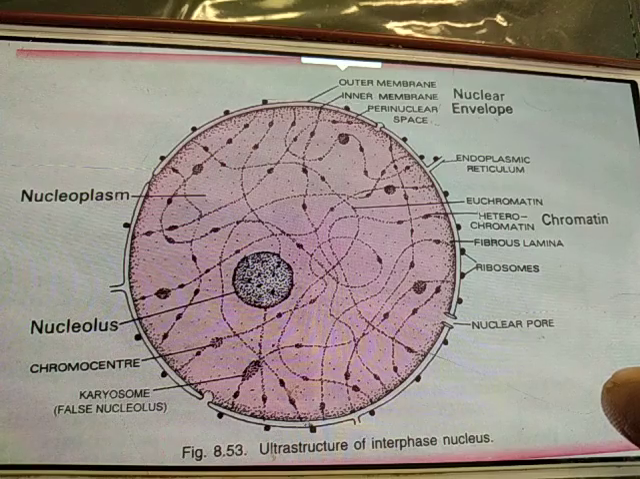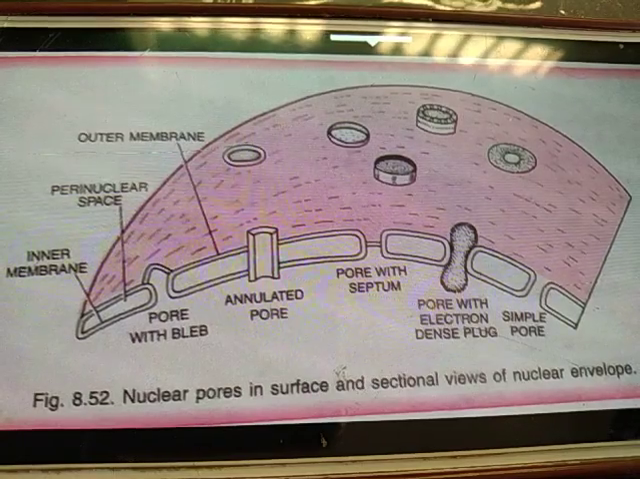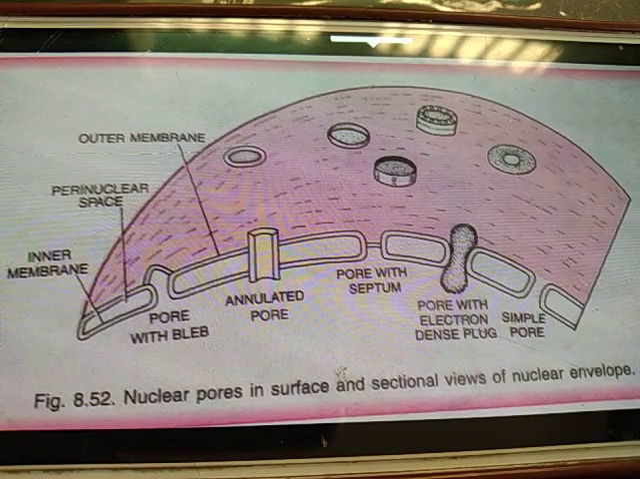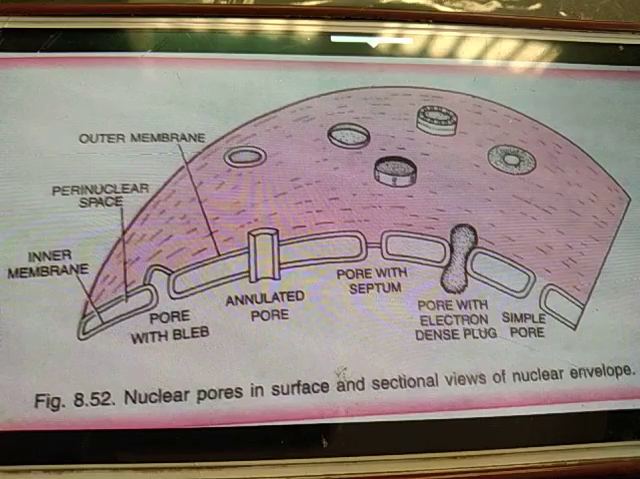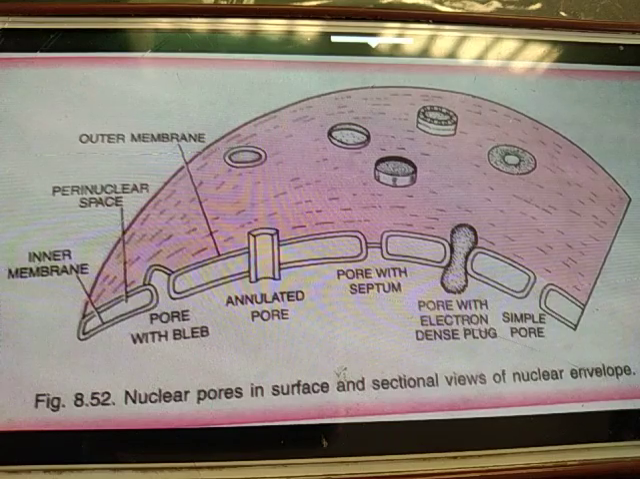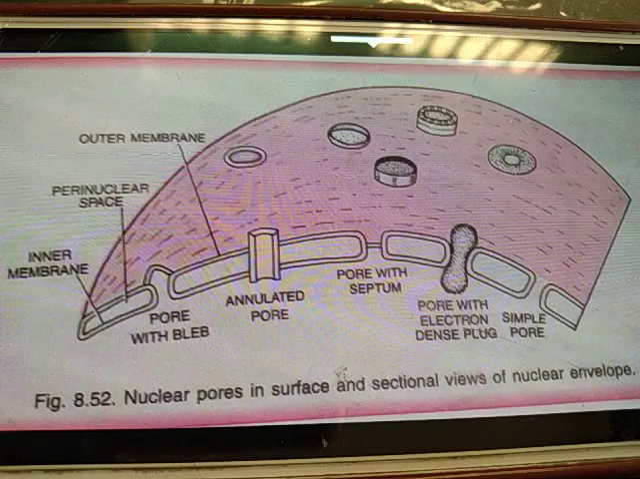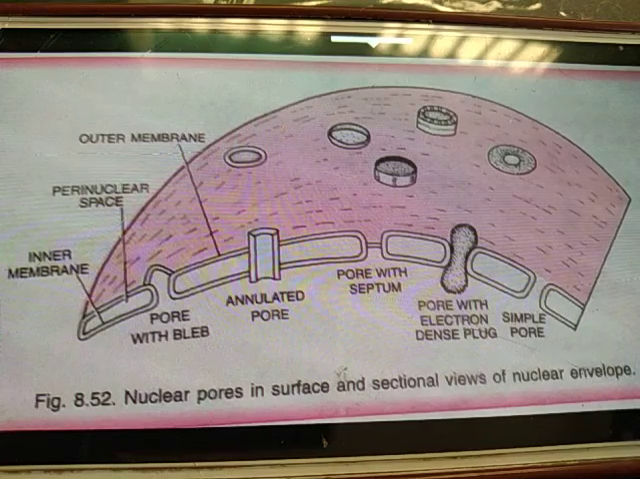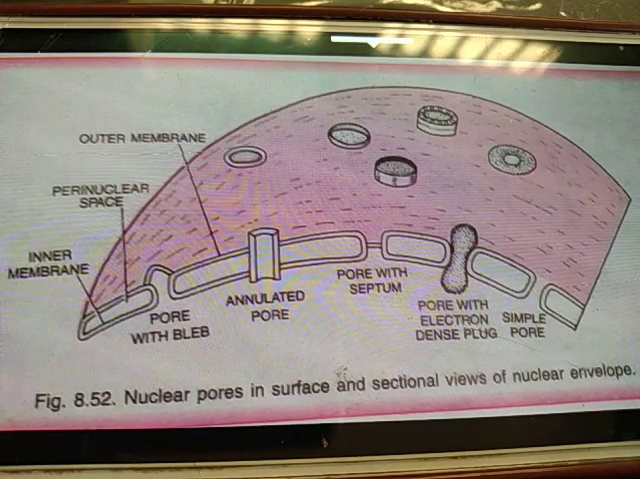Now let's see the ultrastructure of the nucleus. A typical interphase nucleus is 5 to 25 micrometer in diameter. It is differentiated into 5 parts: nuclear envelope, nucleoplasm, nuclear matrix, chromatin, and nucleolus. Now, nuclear envelope. Okay, nuclear envelope is also known as karyotheca. It bounds the nucleus on the outside. The nuclear envelope separates the nucleus from the cytoplasm.